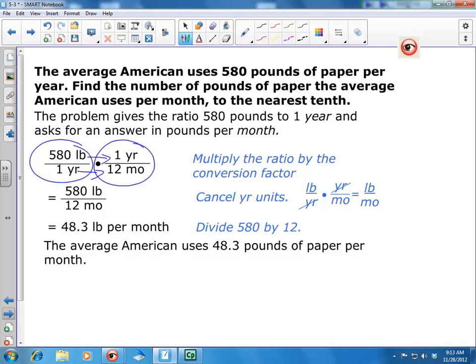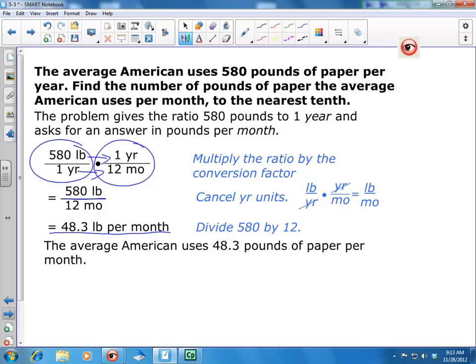So what does a fraction bar mean? Yeah, it means divide. So from there, we know that we have to divide 580 divided by 12, which gives us 48.3 pounds per month. Okay, does that make sense to everybody?